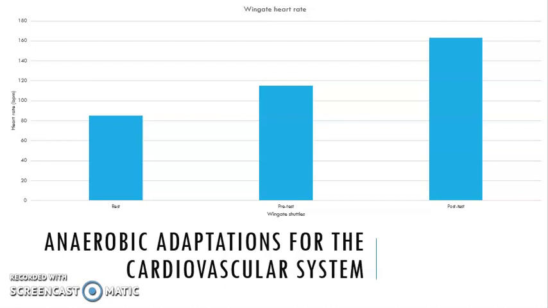This graph shows us how quickly and rapidly an athlete's heart rate can increase during a bout of anaerobic activity. We can see that this athlete's heart rate had an anticipatory rise beforehand as it increased from 85 to 115. From here, we can see that the athlete's heart rate values have rapidly increased from 115 to 163 in around 20 seconds.